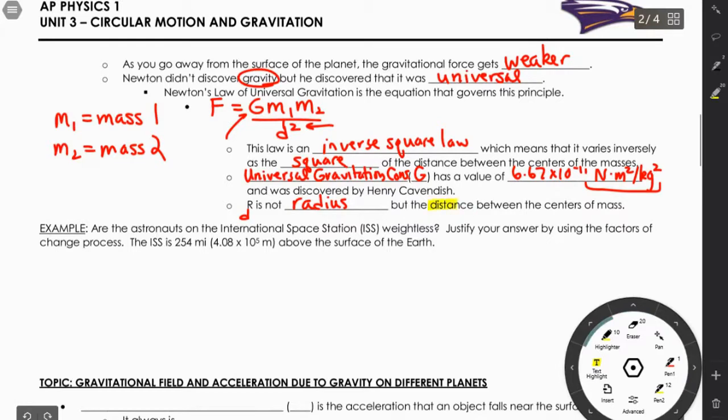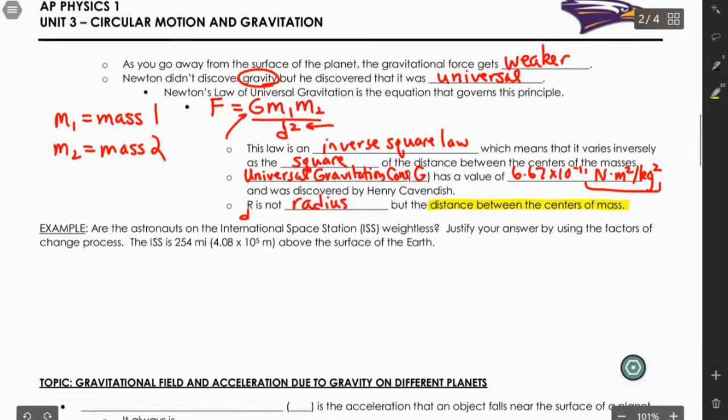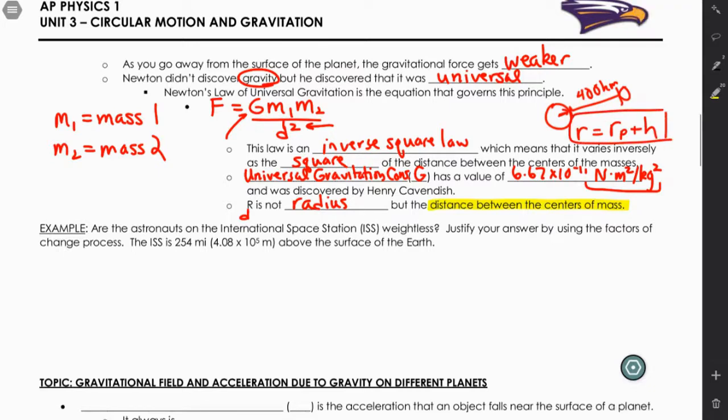So it's the distance between the centers of mass. Okay, so that does change up a little bit how you do some of these problems, because if I'm looking at Earth, and we're going to do an example here with the International Space Station, at like 400 kilometers. Well, gravity originates from the center of the planet, so I do have to account for that. So in this case, for the equation, my r would be the radius of the planet plus the height at which this is acting, or where we're in orbit, to determine the gravitational field.